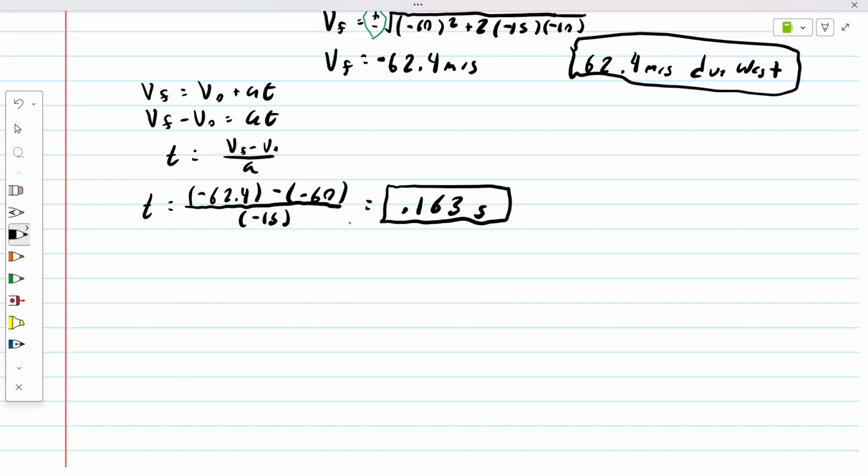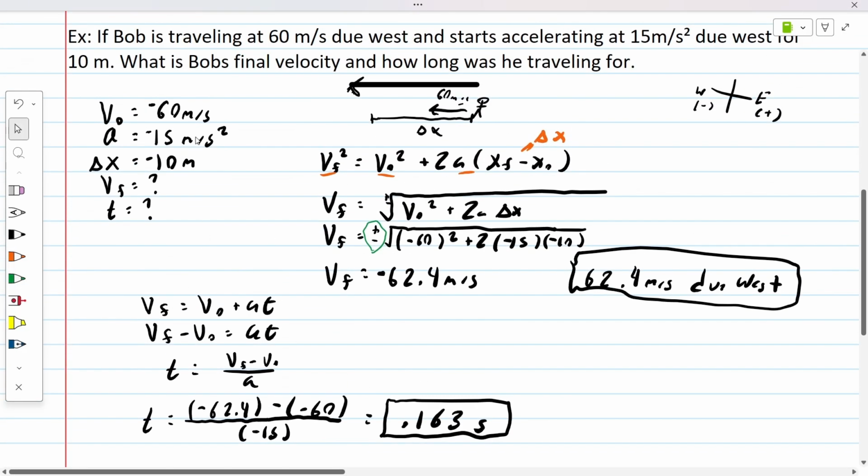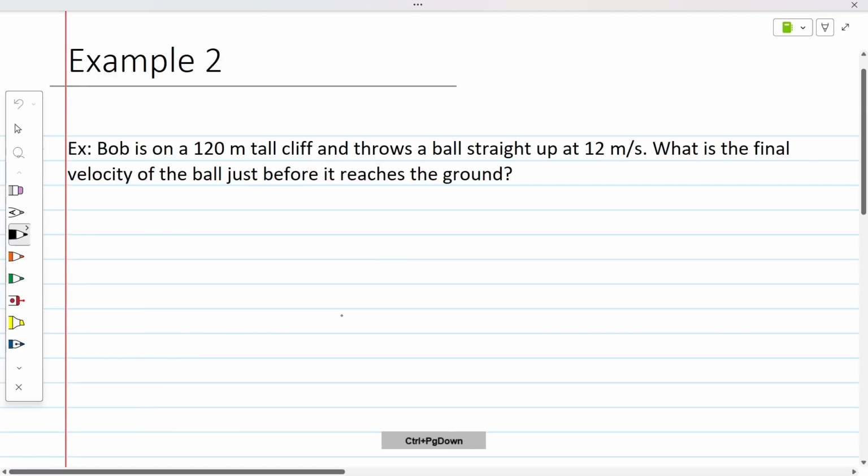So that's why it's important to keep track of your signs here, because if you mix up your signs, you will end up getting a different value. But if you were to choose positive for everything and make west positive, you would still get all the same answers. So if you wanted to try that on your own, you could do that. Alright, let's do one more example here.